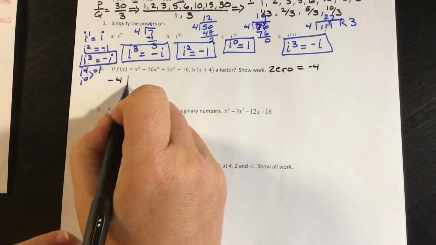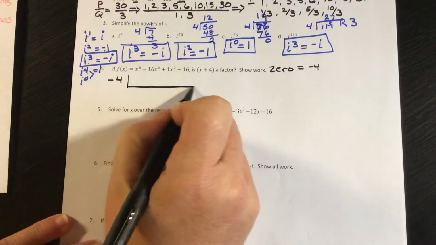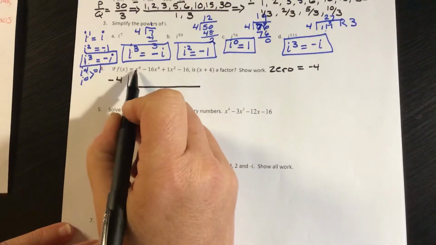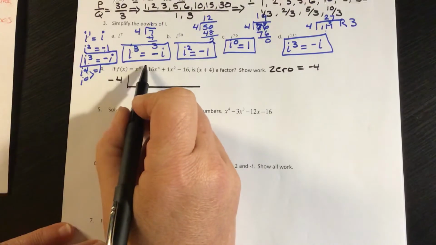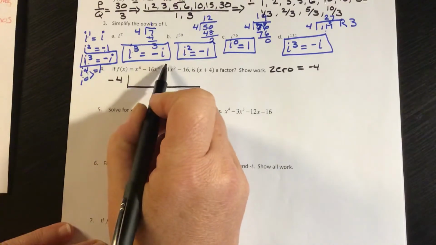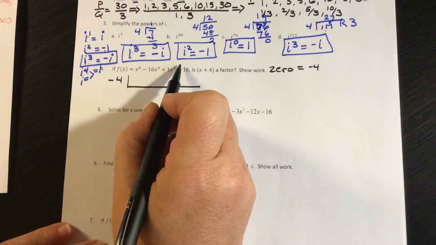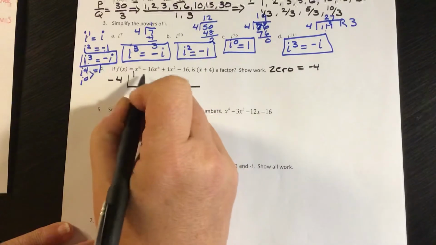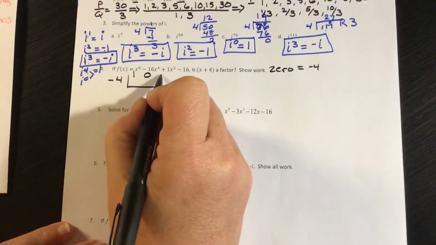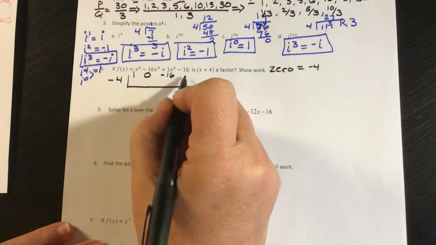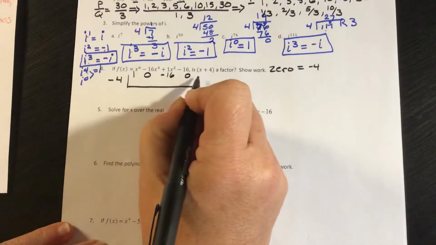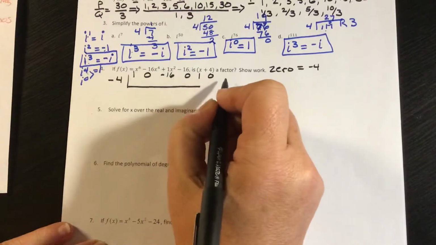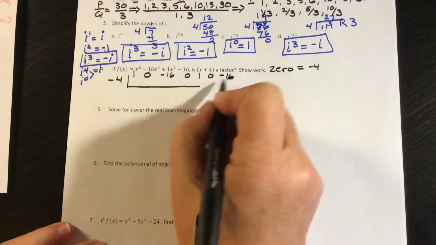So I'm going to do -4, and then I'm going to look for all of my coefficients. I have a 6th power, I'm missing a 5th, then a 4th, I'm missing a 3rd, a 2nd, I'm missing a 1st power, and then a 0 power. So I have 1x to the 6th, 0x to the 5th, -16x to the 4th, 0x to the 3rd, 1x squared, 0x to the 1st, and -16.